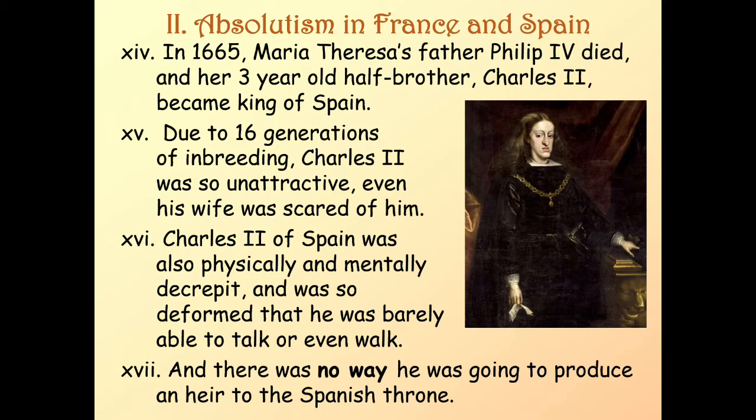And there's a picture of him right there, and you can just look at him and see that he's got problems. Due to 16 generations of inbreeding, Charles II was so unattractive that even his wife was scared of him. And Charles II of Spain was also physically and mentally decrepit and was so deformed that he was barely able to walk or even talk. And there was no way that he was going to produce an heir to the Spanish throne.